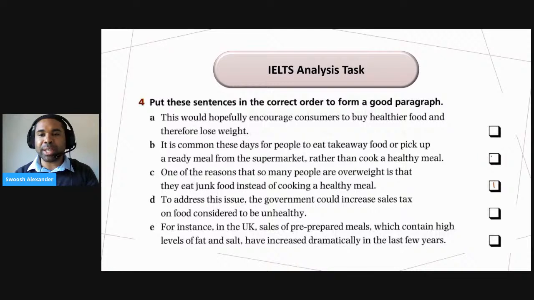This helps to provide more information about the problem. So it helps to explain the problem further. So we know that the problem is that people eat junk food instead of cooking a healthy meal. And so more context is given. It's common for people to eat takeaway food, which obviously would be junk food, or pick up a ready meal, which would be another example of junk food, rather than cook a healthy meal. So we've got an explanation now of the problem.